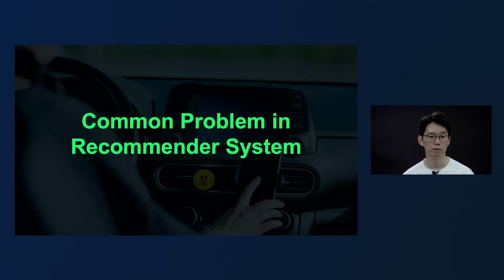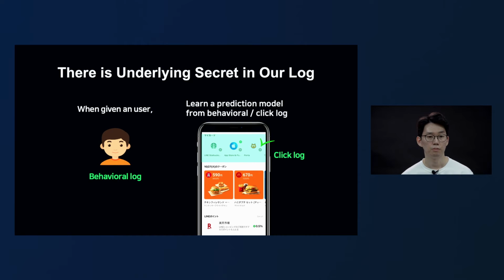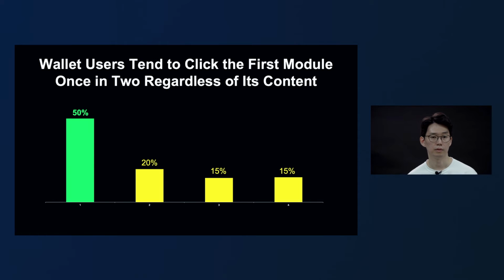Because there is a unique problem in recommender systems. When we train a recommendation system, we create a dataset from the historical logs. That means we collect behavior logs from users and predict which module to click next. However, there is a bias in the click log from Line Wallet. According to our analysis, 1 in 2 wallet users tend to click the first module regardless of the content type.